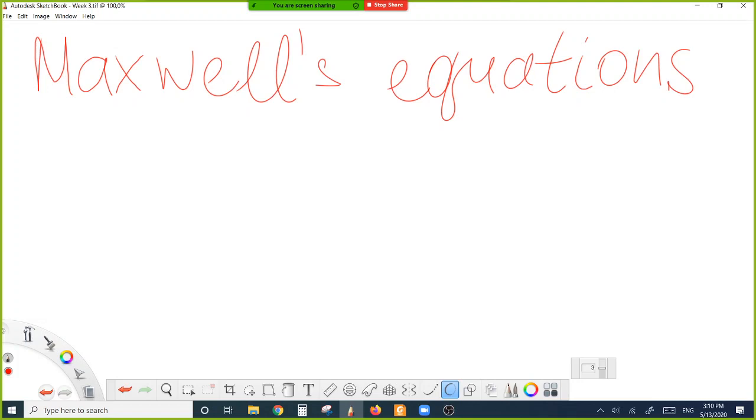electrostatic equations, magnetostatic equations, equations for electric field, equations for magnetic field, the equations used, for example, in Faraday's law. And now the question is, are the Maxwell equations different from the other field equations?